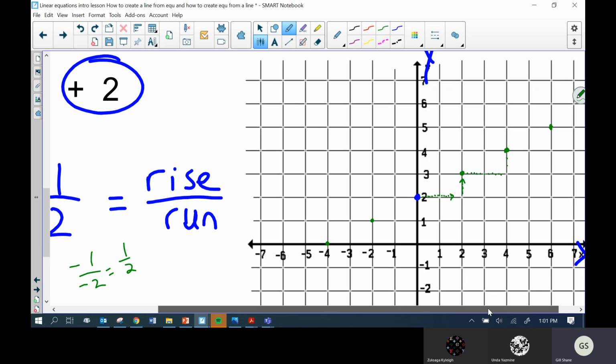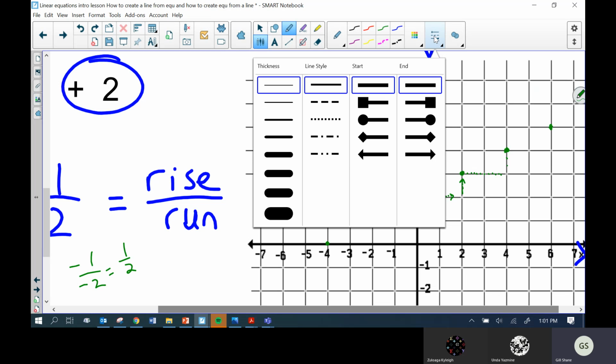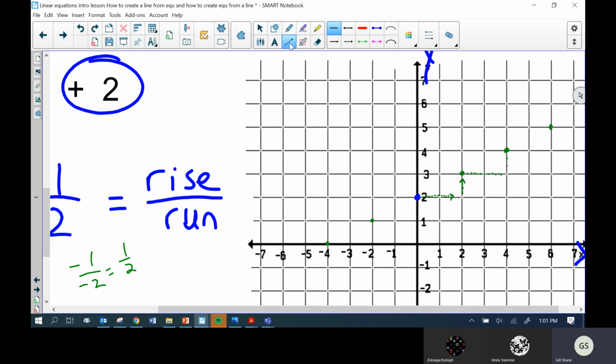So I could now connect those points, and again, doing several of them is not a bad idea as opposed to just doing one of them, because it makes your line a heck of a lot straighter when you do finally draw it. So that would be my line that I would create from that pattern, the rise and the run pattern.